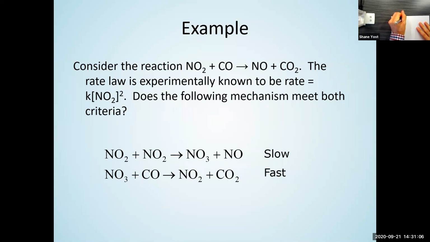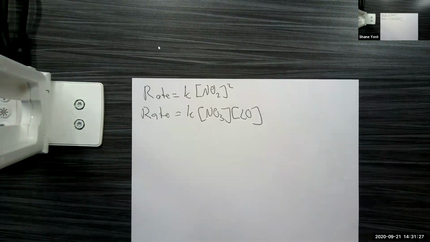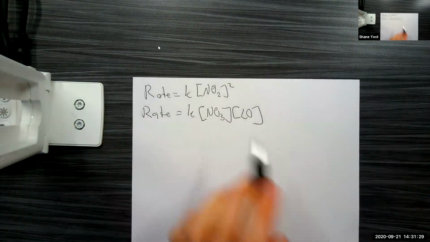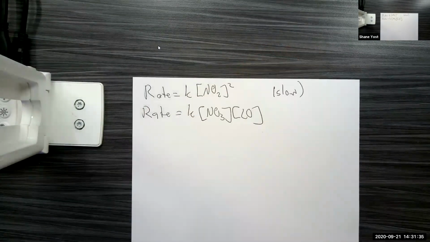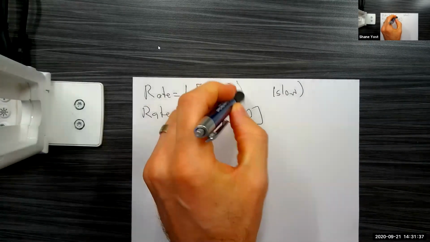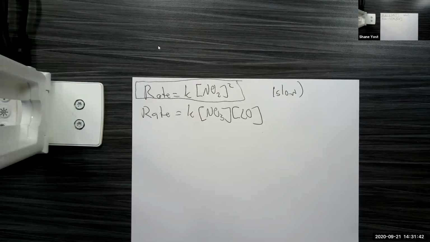For these two reactions, I'm going to write out what the rate laws are. For those two elementary steps, we get these two rate laws. The first was the slow step, so it's our rate determining step. That means the rate for this elementary step is the rate for the overall chemical reaction, which agrees with the experimentally determined one.